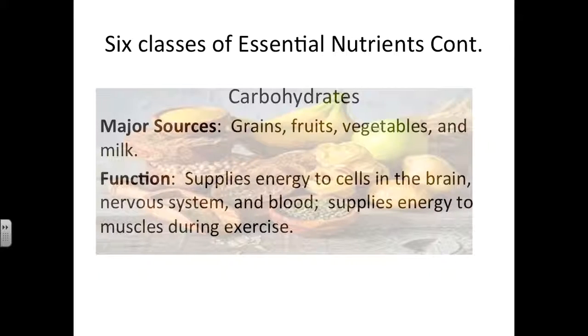We're moving on to another essential nutrient, which is carbohydrates, aka carbs. And they're important because they are essential for maximum energy, speed, and stamina. We can get carbs in our grains, fruits, vegetables, and milk. The function of carbohydrates is to supply energy to the cells in the brain, the nervous system, and blood. It supplies energy to muscles during exercise.